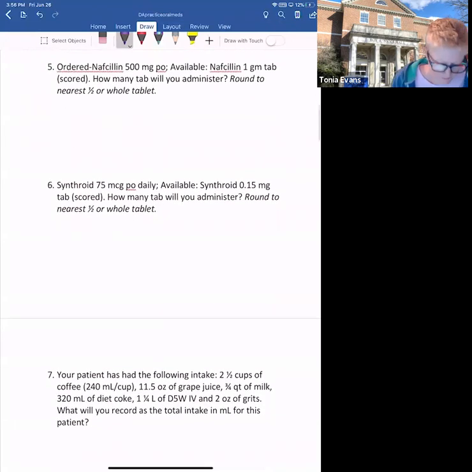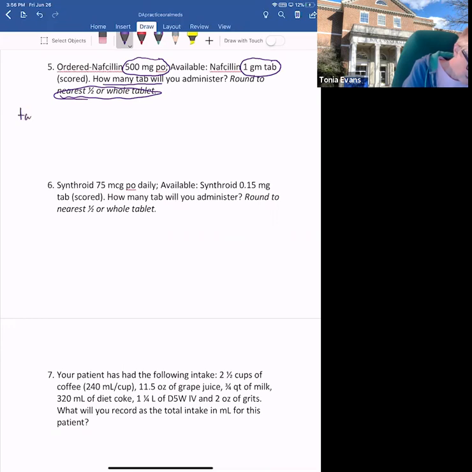Okay, next. Let's see. So we've got nafcillin. That's our order. And here's what we've got available. How many tablets are we going to administer? Now I've got a rounding rule on this one. Round to the nearest half or whole tablet. So important to pay attention to that. So I'm going to say I'm looking for tablets per dose. So how many tabs do we administer? And what do I know about tablets? I know that in 1 tablet, I have 1 gram.